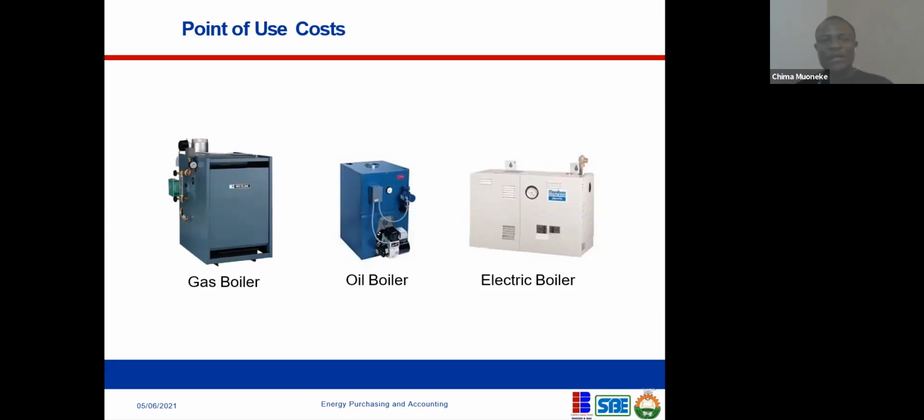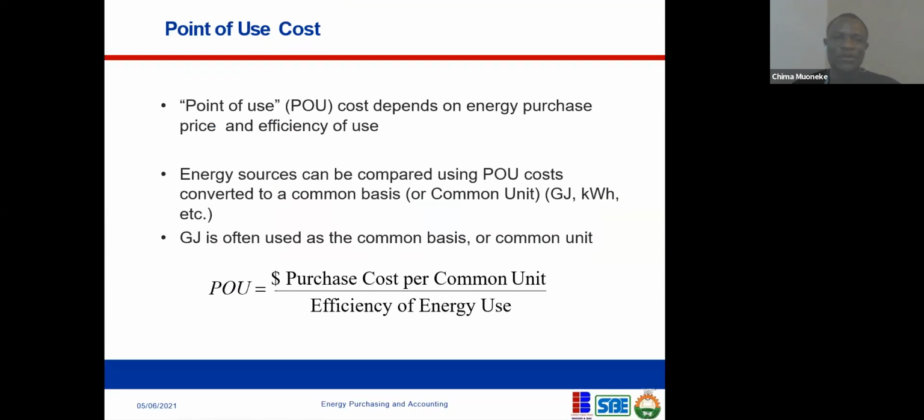So I'm just trying to create a background, or lay an understanding of what point of use cost is and how it applies to us as an energy consultant. So let us proceed. Point of use cost depends on energy purchasing price and efficiency of use. I made mention of these two things. The coal can be cheaper, it's cheap, but the efficiency is low. The gas can be a little bit expensive, but it has a higher efficiency. So how do you know which one is better to choose?